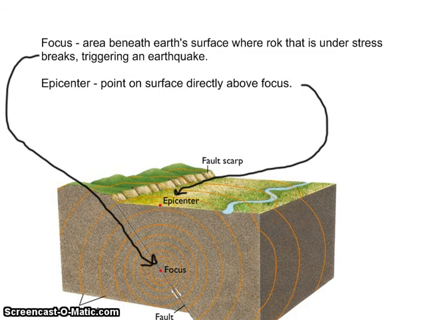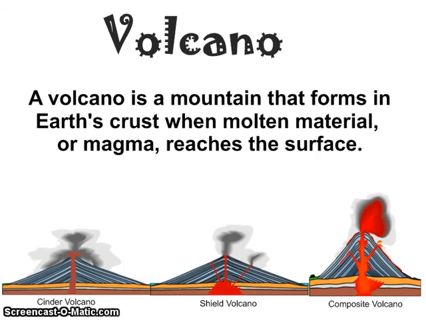Let's look at something else that can happen due to plate tectonics, and that is volcanoes. Please define volcanoes in your note-taking packet. A volcano is a mountain that forms in the Earth's crust when molten material or magma actually reaches the surface. So remember, when we have two convergent plate boundaries, we can have the melting of rock occur underneath. When that rock rises up to the surface, this is what's called a volcano. We can have three different types of volcanoes, which you learned about in 6th grade. There's cinder, shield, and composite.